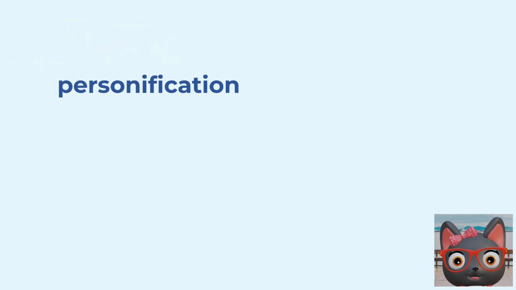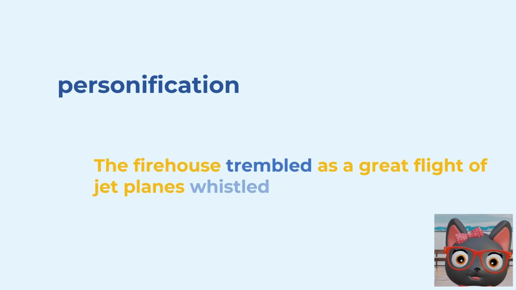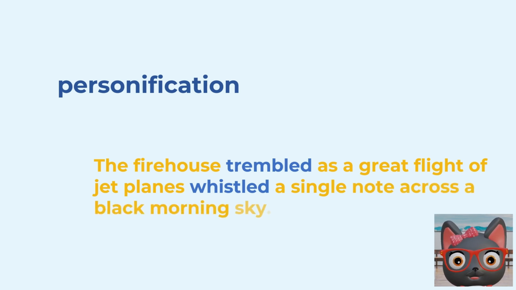Personification is the attribution of a personal nature or human characteristic to something non human. Here's a sentence from Ray Bradbury's Fahrenheit 451. The firehouse trembled as a great flight of jet planes whistled a single note across a black morning sky. Trembled and whistled are human characteristics ascribed to inanimate objects such as the firehouse or jet planes. Much like symbolism, personification is used to convey concepts in a relatable way.